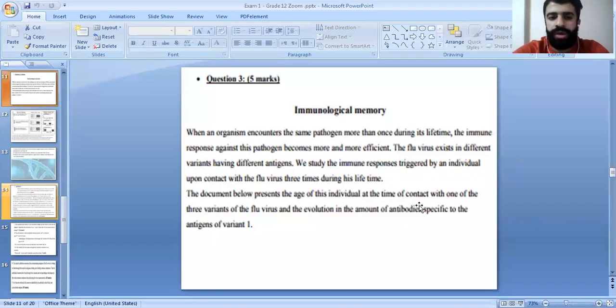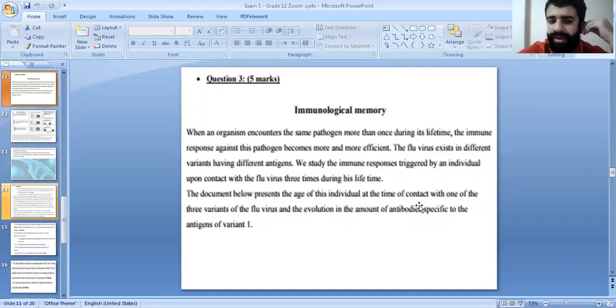Here we continue with question number 3, talking about immunological memory. When an organism encounters the same pathogen more than once during its lifetime, the immune response against this pathogen becomes more and more efficient. The flu virus exists in different variants, having different antigens. We studied the immune response triggered by an individual upon contact with the flu virus 3 times during his lifetime.